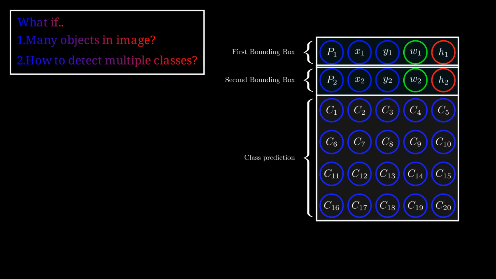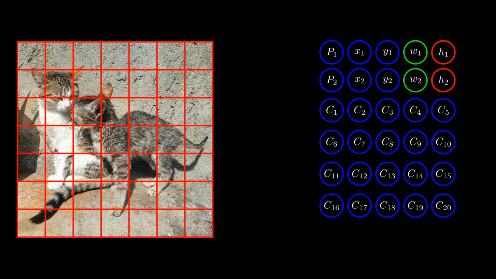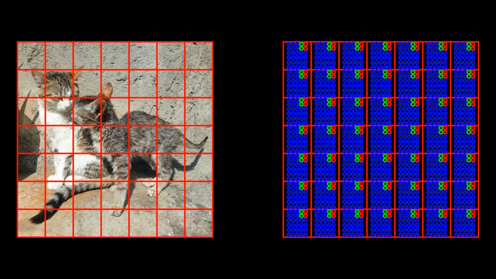But what if there are more than 2 objects in an image, and also they belong to different classes? For this, we use another technique where we divide the entire image into a 7x7 grid. Each grid cell is responsible for the detection of 2 objects in an image. This way, we can now detect a total of 7x7x2, or we can say 98 objects in an image.